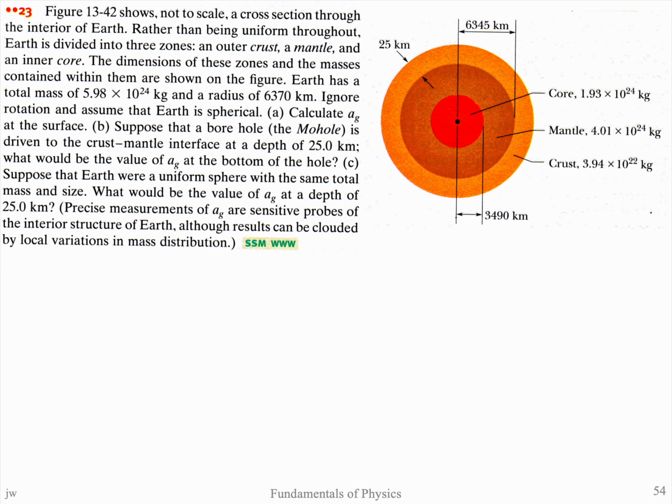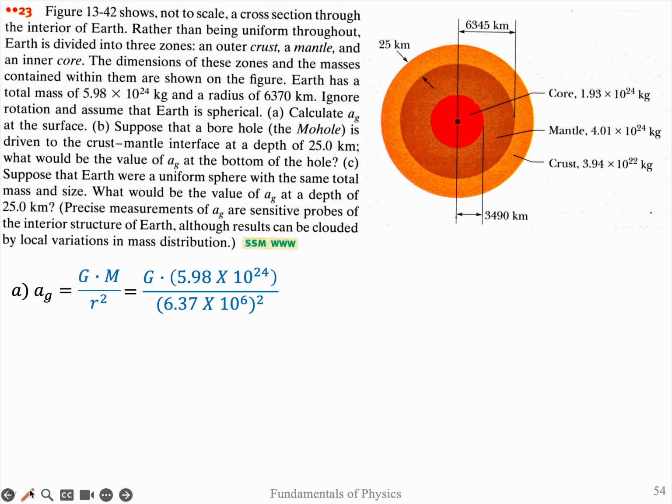Suppose that the Earth has a total mass of 5.98 times 10 to the 24th and a radius of 6,370 kilometers. Ignoring rotation and assuming the Earth is spherical, determine the acceleration of gravity at the surface. All right, that's pretty straightforward. We just have to use the acceleration of gravity as GM over r squared. In this case, plugging in the mass of the Earth, the radius of the Earth that they just gave us up on top here. This one's pretty easy to solve.